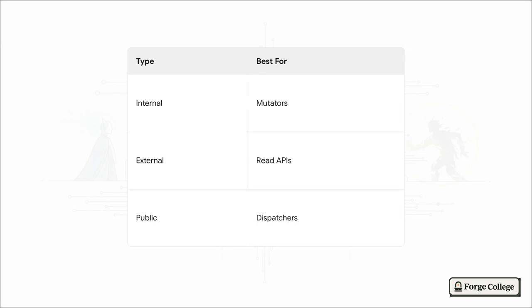External is highly gas efficient for your public read APIs and clearly marks an outside boundary. And public is your flexible dispatcher, used when you specifically need both internal and external call semantics. The rule of thumb: lock it down by default and only open the specific valves you absolutely need.